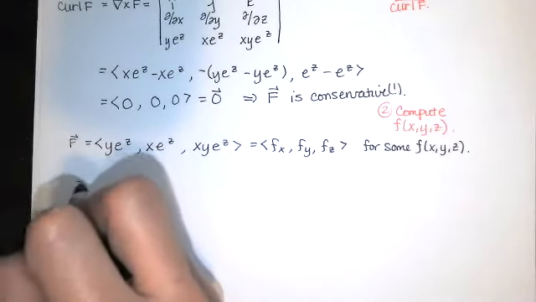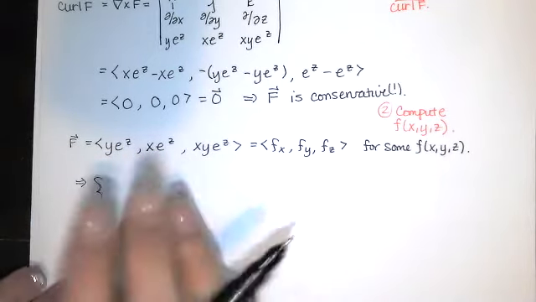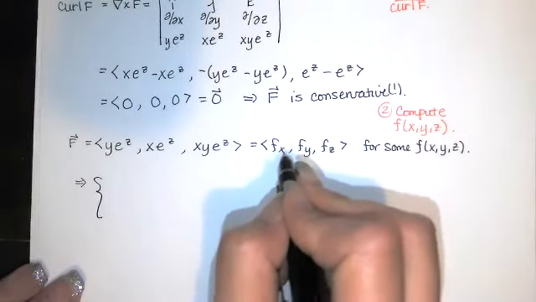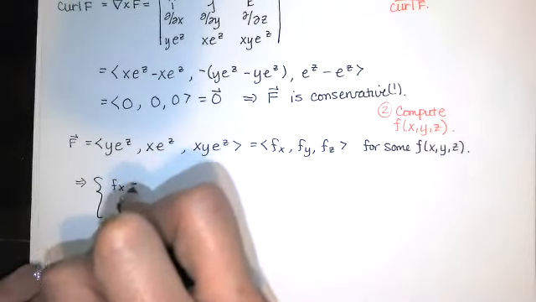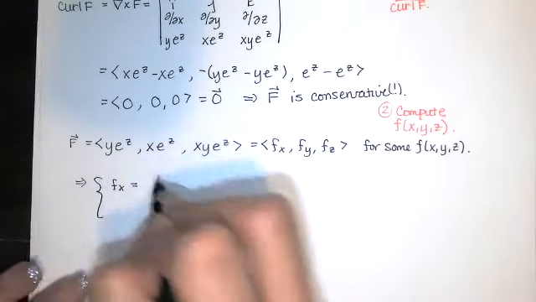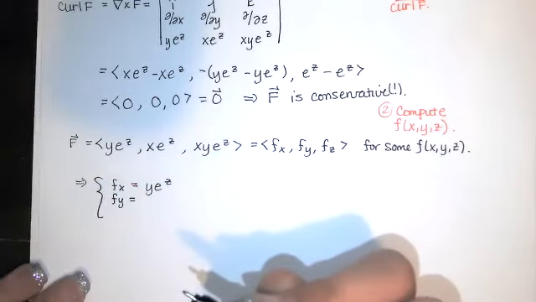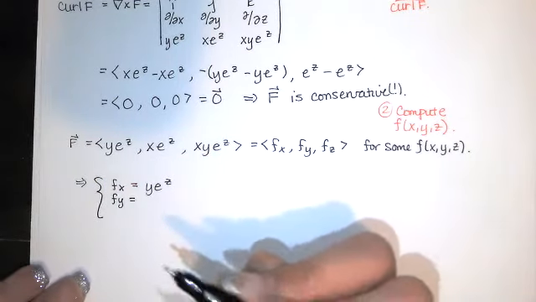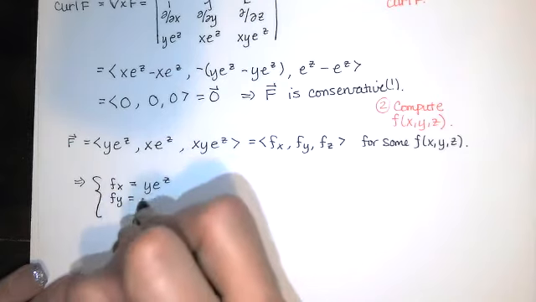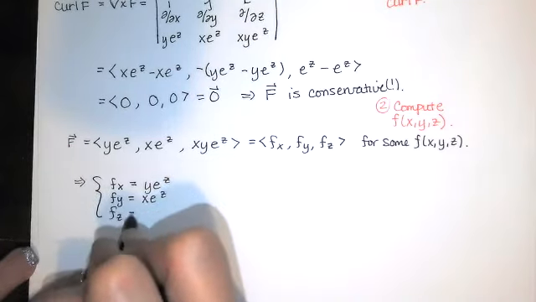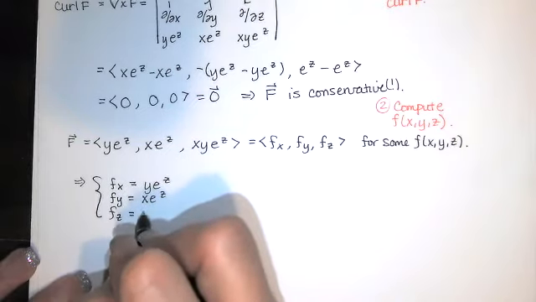Now the only way that happens, the only way two vectors are equal, is if their components are equal. So the x component of my gradient vector has to equal the x component of my field. And the y component of my gradient vector, which is the partial of f with respect to y, has to equal the y component of my field. And the z component of my gradient has to equal the z component of my field.